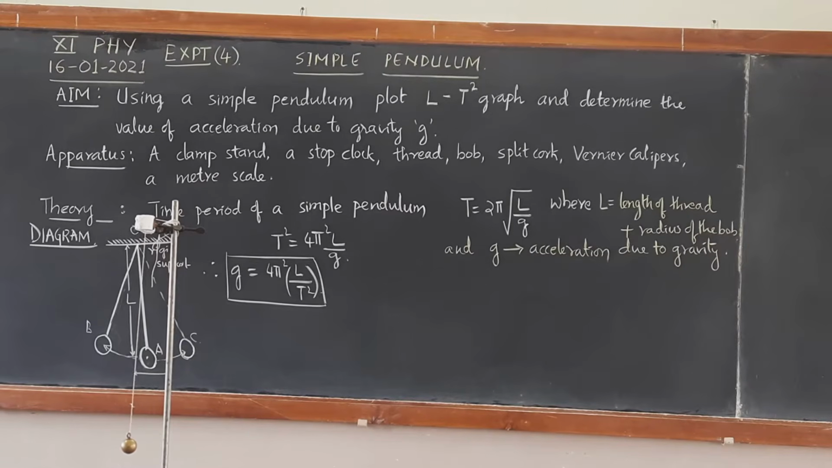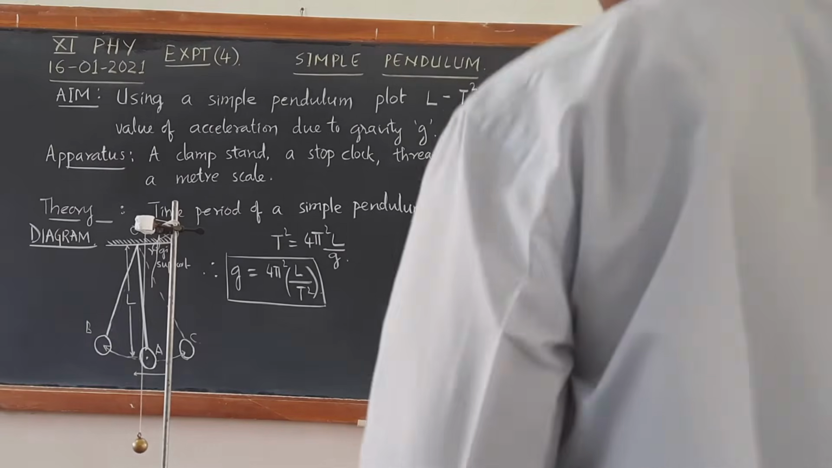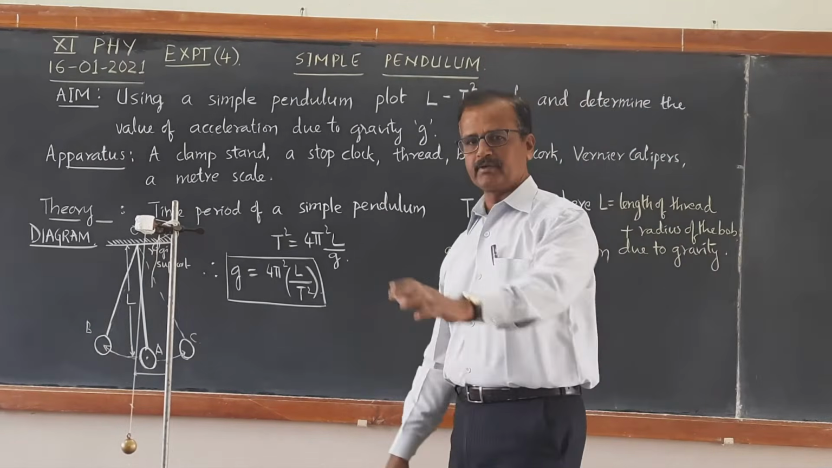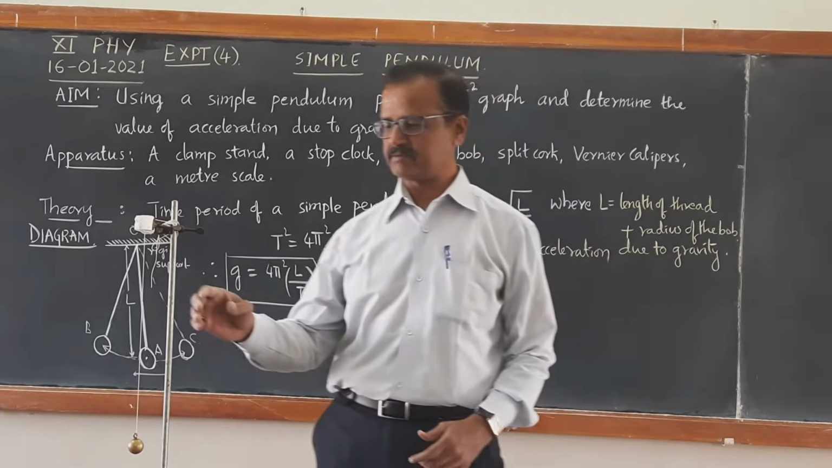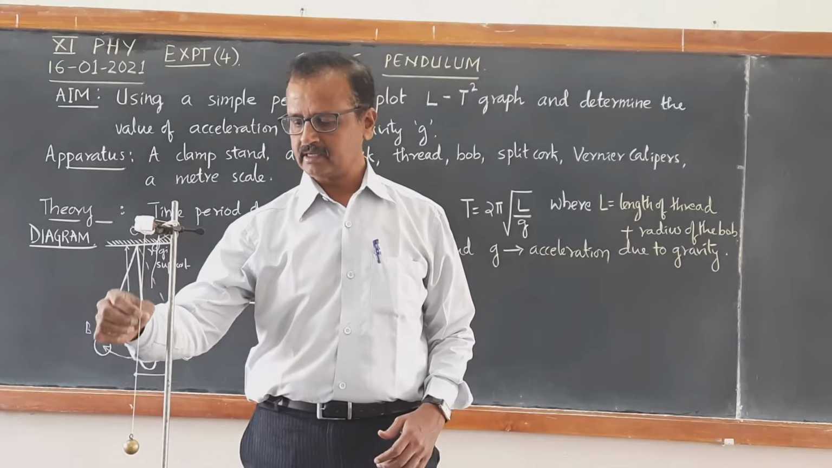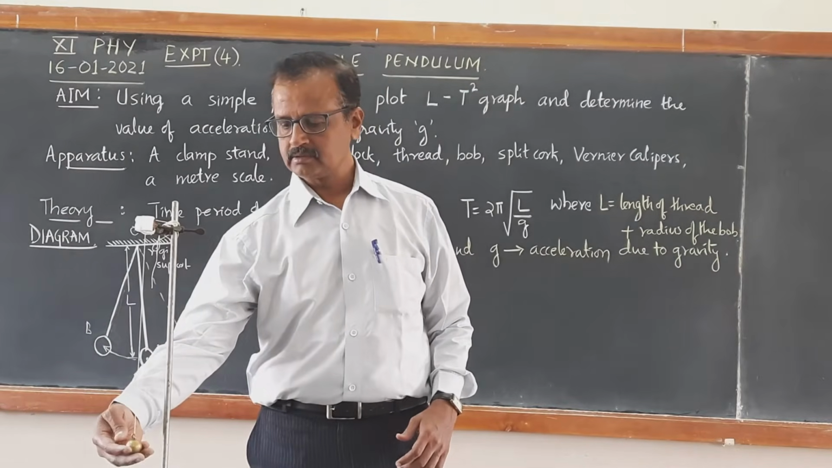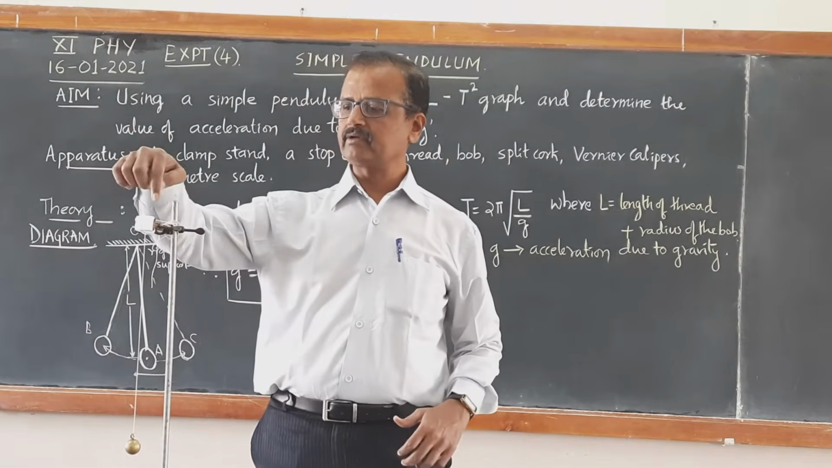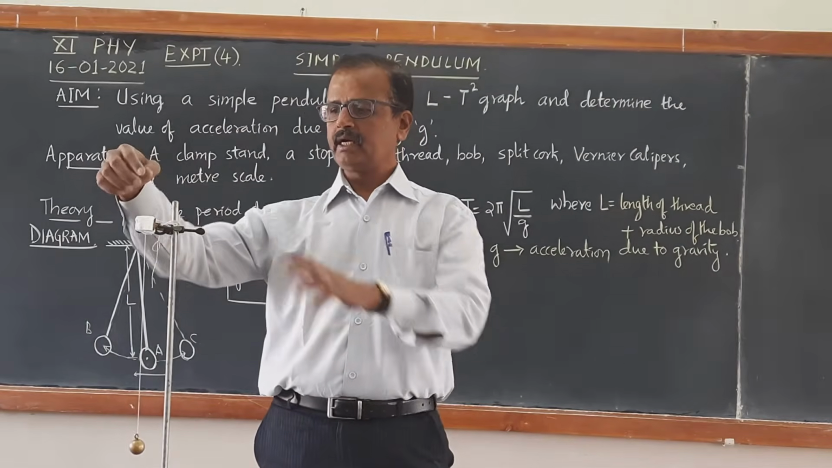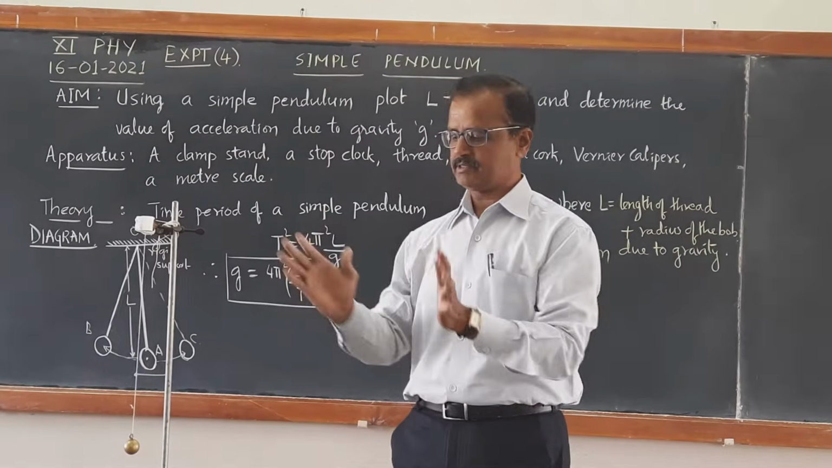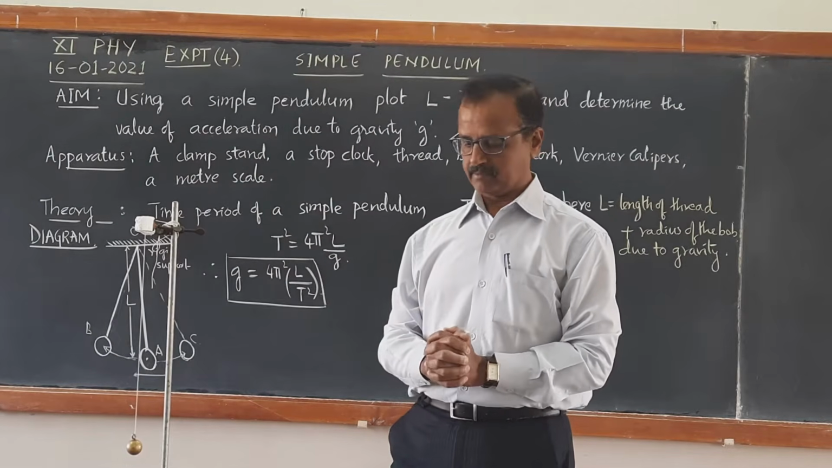Good afternoon, students. Today we shall do one experiment of simple pendulum. You can see here there is a set of simple pendulum. I have taken a clamp stand, thread, and a bob. One end of the thread is connected to the bob, and the other end is connected to the clamp. Here in the clamp there is a split cork. This forms the simple pendulum, right?